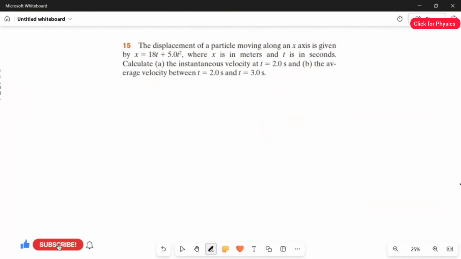So first, we have to answer the first question. I have to write the equation here. So what is our equation? x equal to 18t plus 5t squared. And what we have to do? We have to find the instantaneous velocity at a time t equal to 2 seconds. So for that, we have to find the derivative of this x. We studied that the instantaneous velocity is given by the rule dx over dt. So I have to differentiate this equation with respect to time.